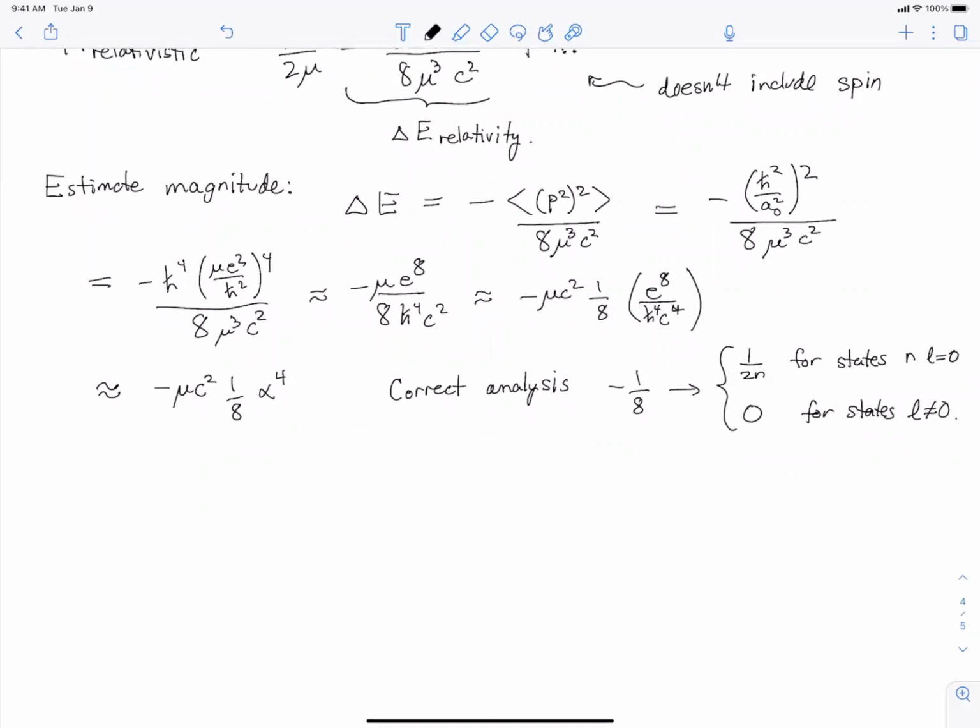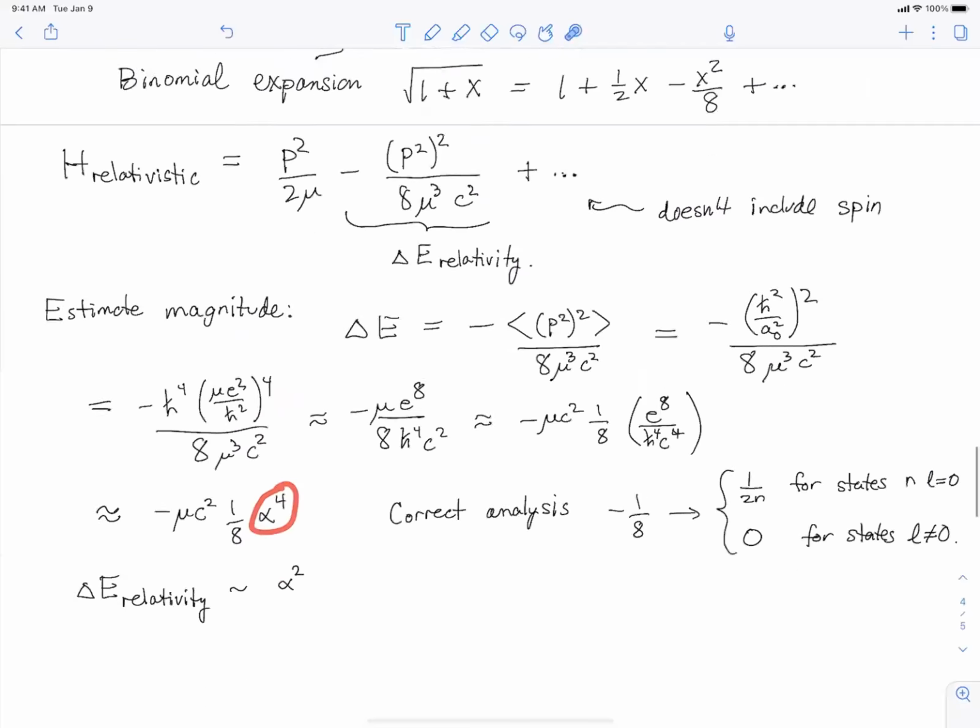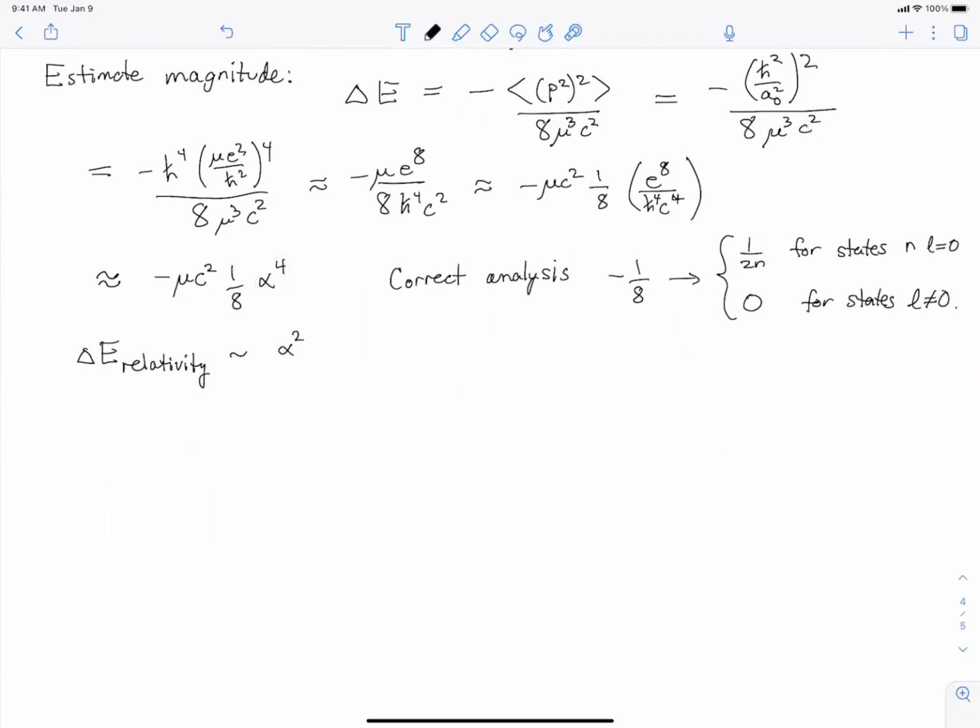But anyway, just going back to the order of magnitude estimates, what is that telling us? It's saying the change in the energy level due to relativity should be proportional to the fine structure constant squared, because there's alpha to the fourth here, but the actual energy level only had alpha squared here. Okay, so we're getting an extra factor of alpha squared times the energy divided by n. Okay, so this is known as fine structure.